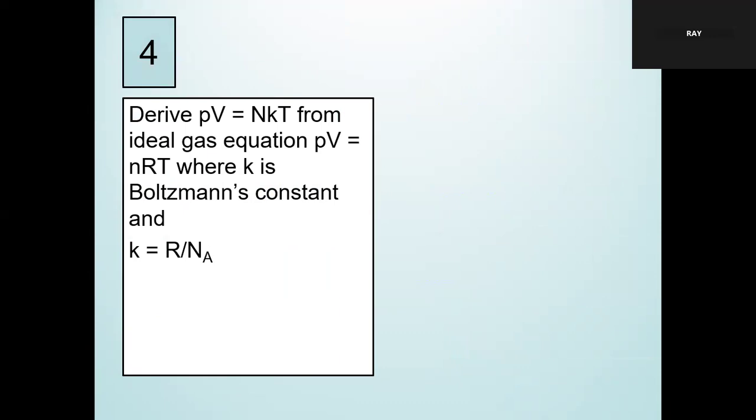Derive PV equals NkT from the ideal gas equation, PV equals nRT, where k is the Boltzmann constant equal to R over NA. How to do that? Try and have a go. Have a go first before I give you the answer. PV is nRT. Derive this equation. PV is NkT.